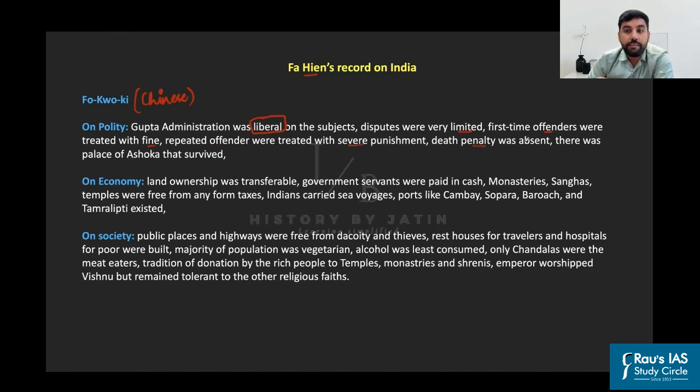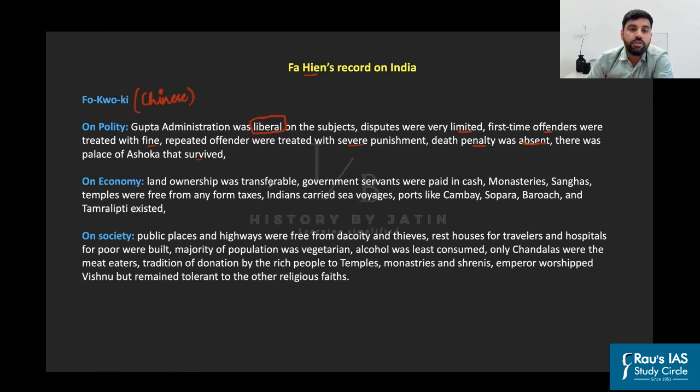Death penalty was absent. It shows what? Golden age, guys. This is the golden age. Gupta period is golden age. Death penalty is absent. There was a palace of Ashok that still survived. He explained that. And it was made up of wood.